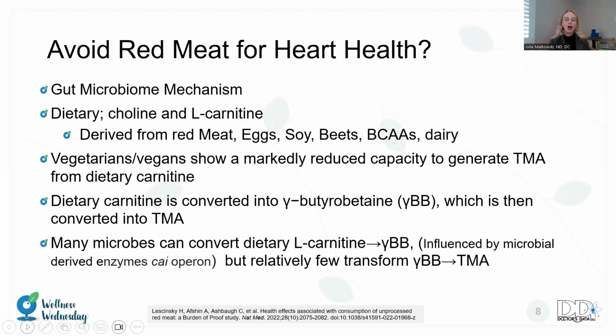Now, I'm sure we've all heard the advice to avoid red meat for heart health. Yet, did you know that that has an intricate link within the gut microbiome metabolism? The guidance to avoid red meat for heart health may be associated with the end product, TMAO. TMAO is derived from choline, phosphatidylcholine, and L-carnitine.